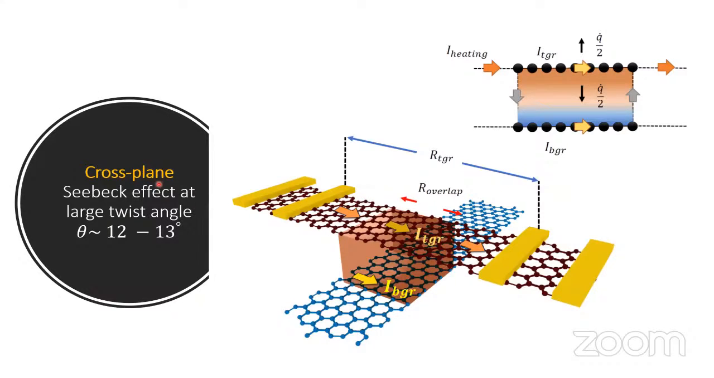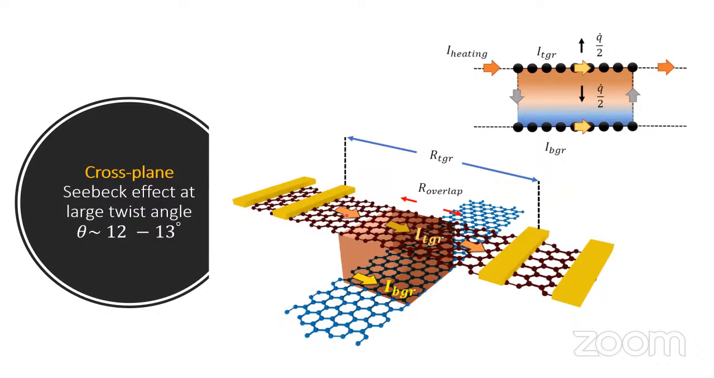That means when you have two graphene layers which are sufficiently widely misoriented by about 12 to 13 degrees, if you want to know what is the nature of coupling between the two layers, then you would like to measure the thermoelectric power between the two layers by heating one layer, but measuring the voltage that developed between the two layers.